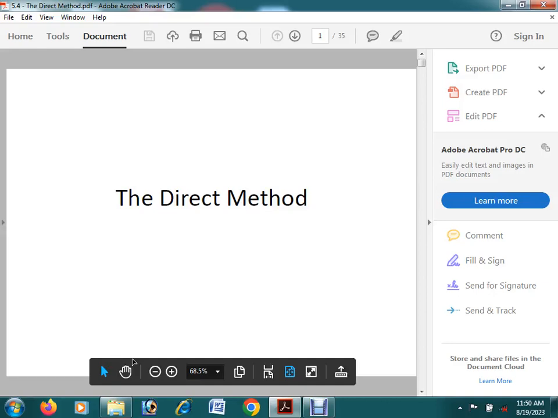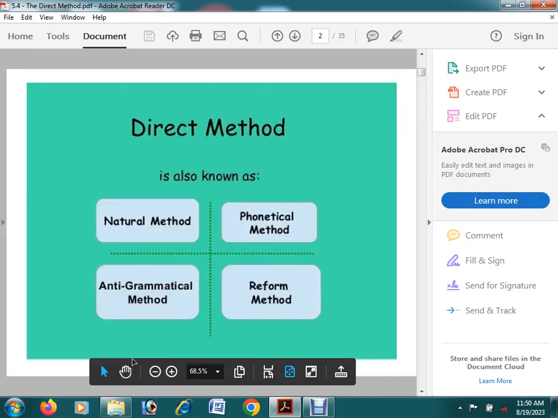The name itself suggests what type of method it is. Actually, this method has some other names. What are the names? That is natural method, phonetical method, anti-grammatical method, or reform method.